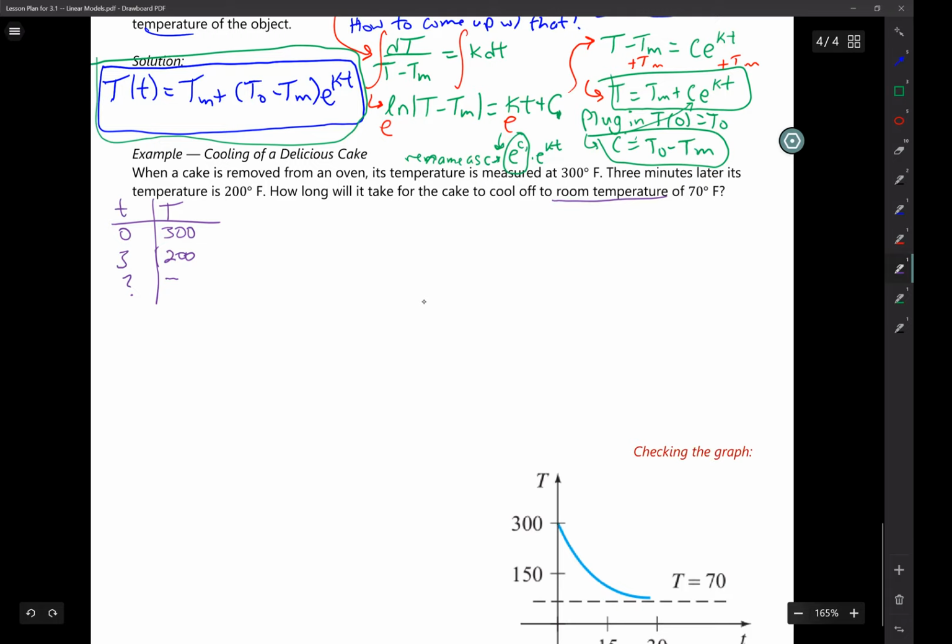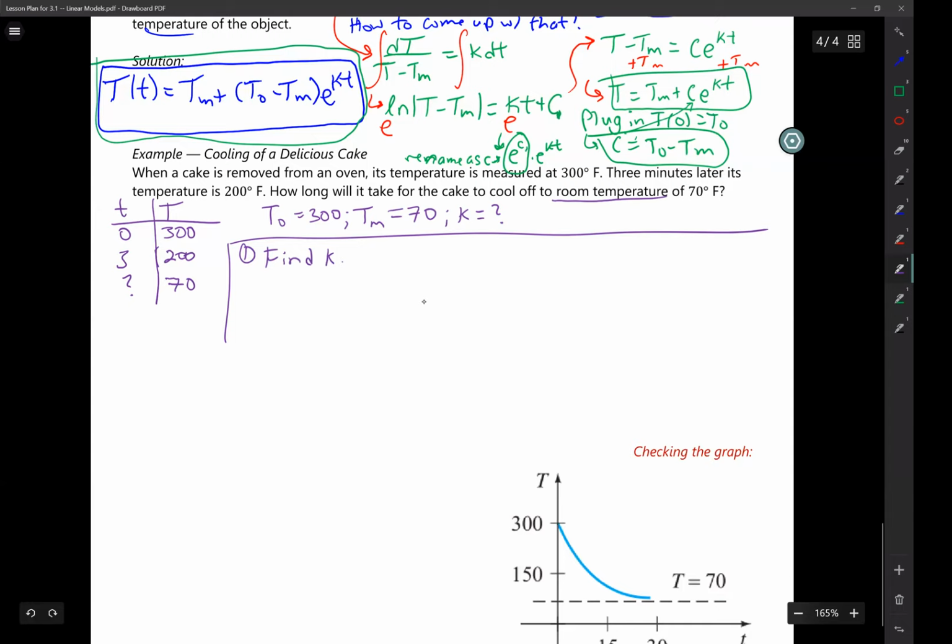So let's identify some stuff here. I know T naught, that's the initial temperature, and that was given to us as 300. I know the temperature of the surrounding room. The room is 70 degrees, so Tm is equal to 70. And I don't know what K is. I can't figure it out yet. But just like the problems we did with the half-life and stuff like that, step one, just find K. We need to know what that is.